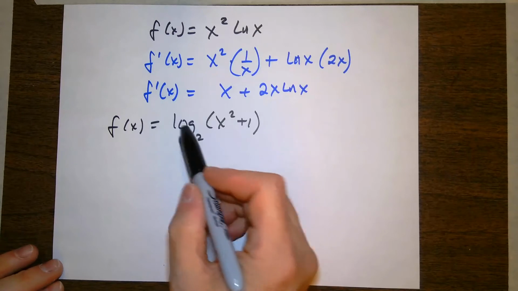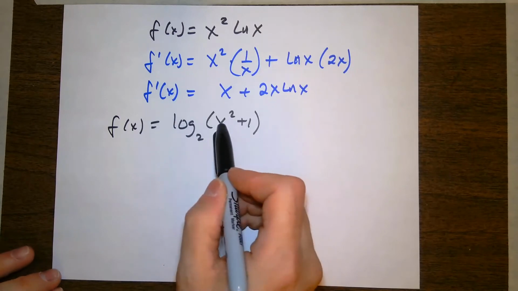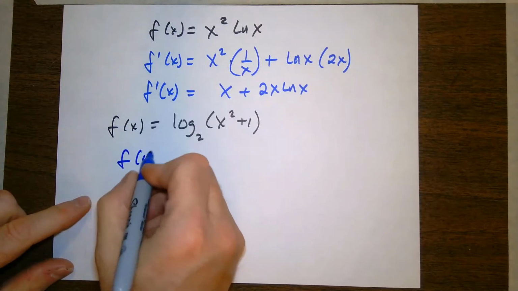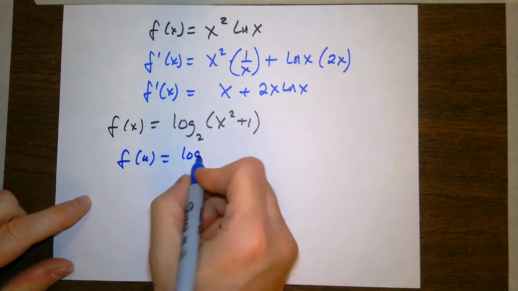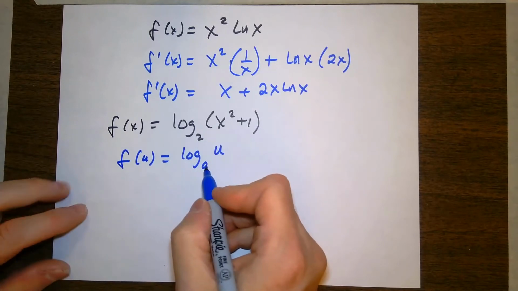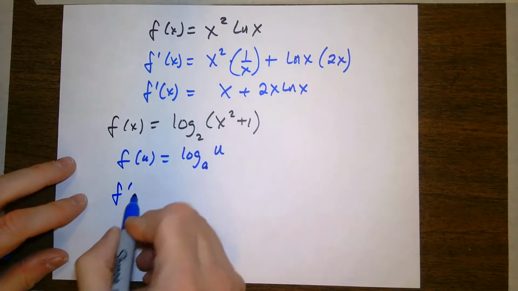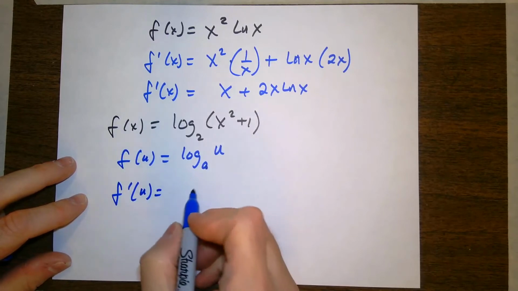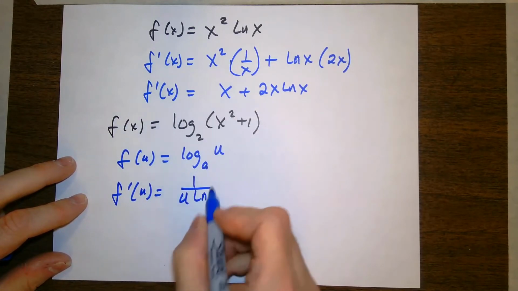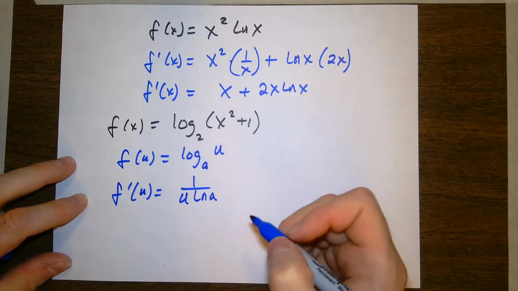The outside function is log base a of u. So let's break it down. My outside function, f of u, is log base a of u, where a is 2. I probably should just put the 2 there, make it a little bit simpler. The derivative of the outside function is going to be 1 over u times the natural log of a, which again is that 2.